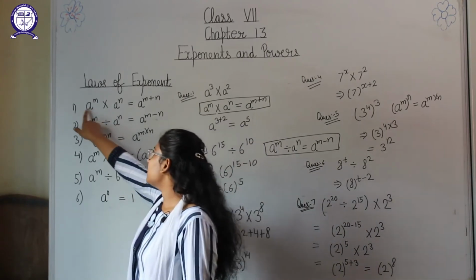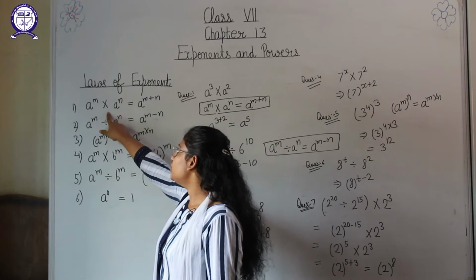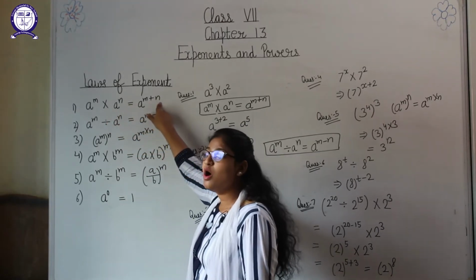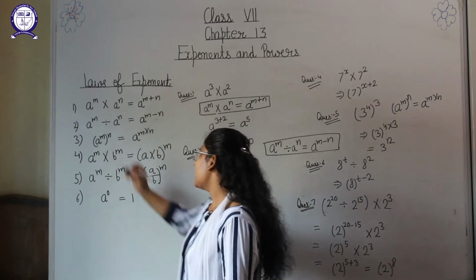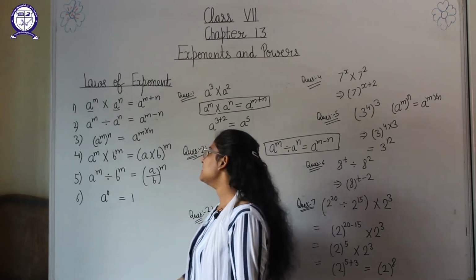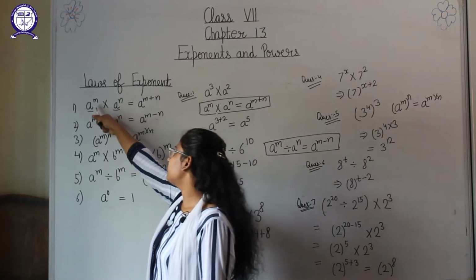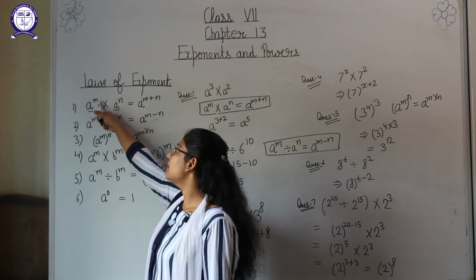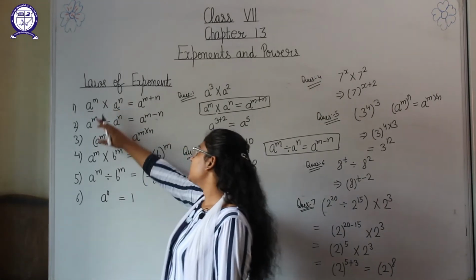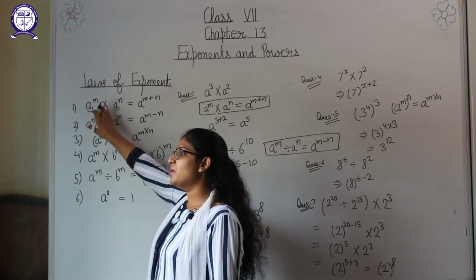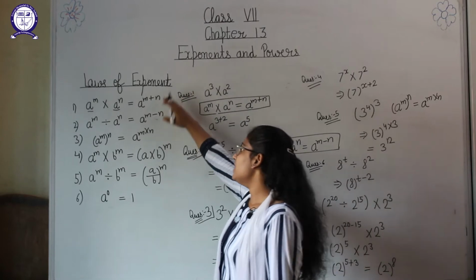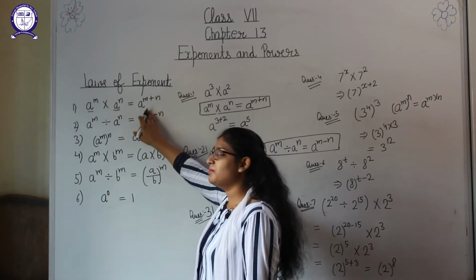Here the first one is a raised to the power m into a raised to the power n is equal to a raised to the power m plus n. What does it mean? It means that a and a are the bases. The bases are the same but their powers are different. Here the power is m and here it is n. In these cases, when the bases are equal and the powers are not equal, we add the powers and the base will be the same.